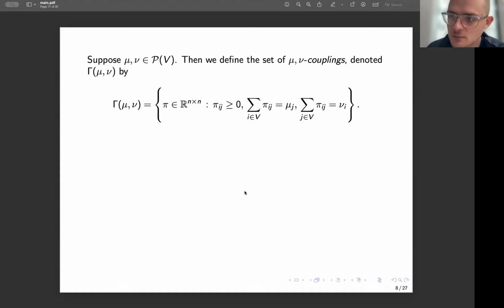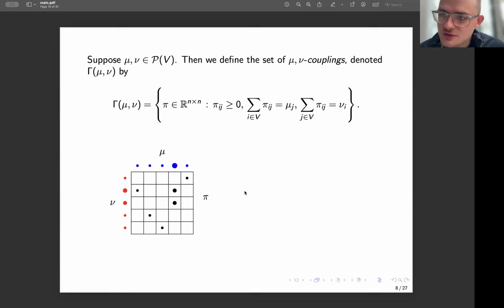First, I'm going to define the set of couplings. The set of couplings between a pair of probability measures will be the set of matrices which are non-negative and which have column sums equal to mu and row sums equal to nu. That always confuses me. Visually, there's a cartoon you often see when the notion of a coupling is defined, at least in the discrete space: pi is a matrix, and if you view it from one direction, in this case looking up, you see mu, and if you view it looking left, you see nu.